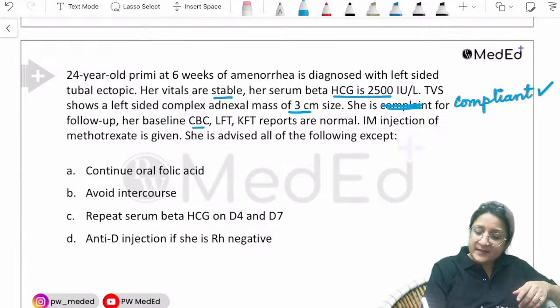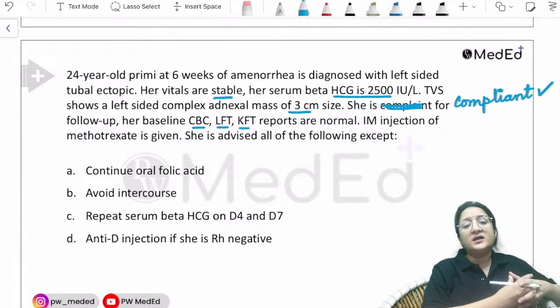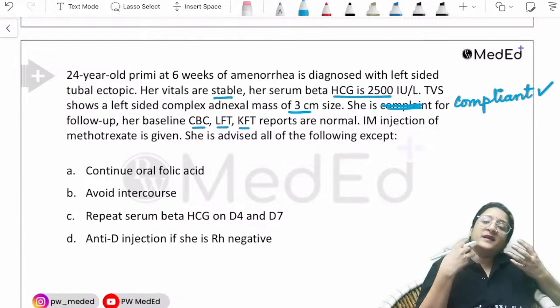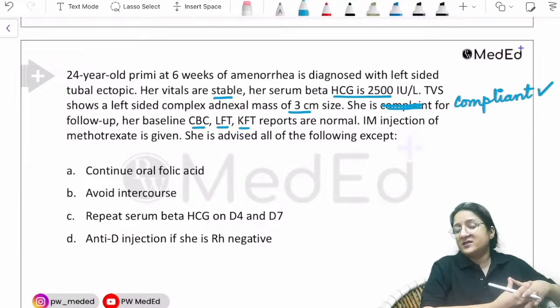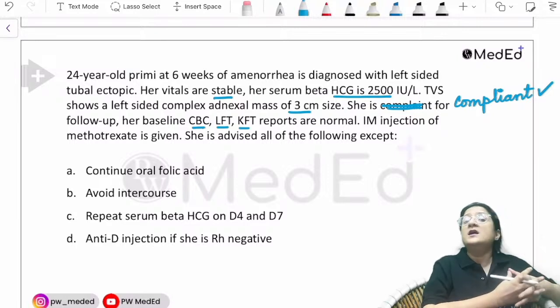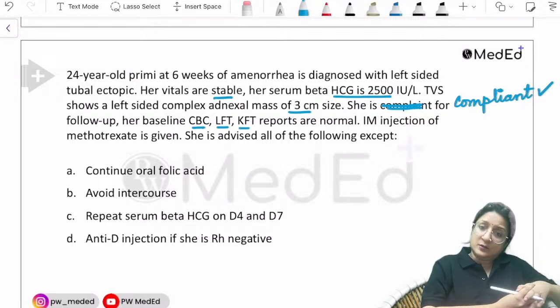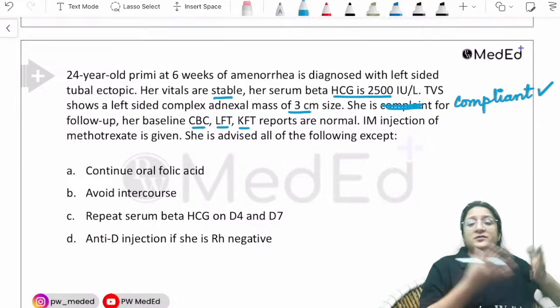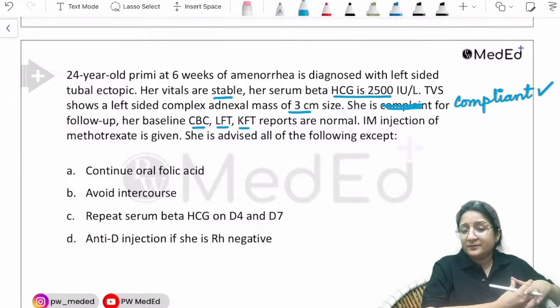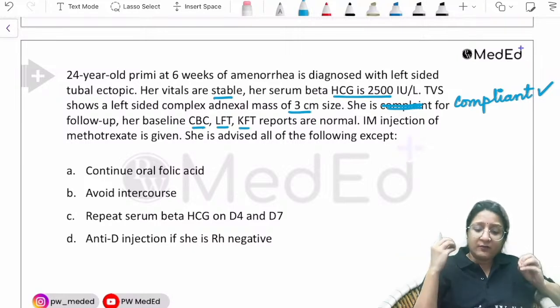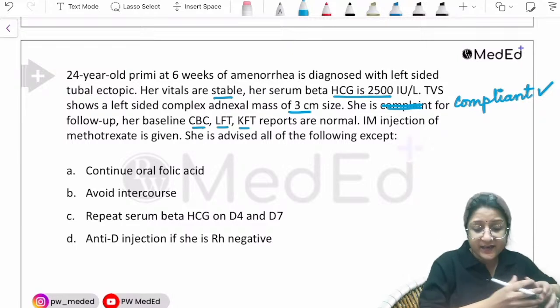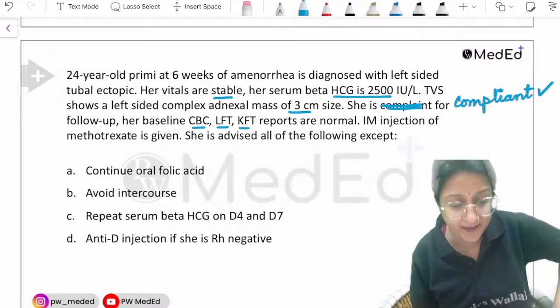We are doing a baseline CBC, LFT, KFT, because if there is deranged liver function, deranged kidney function, or severe anemia, then methotrexate cannot be given. It is a contraindication. So you have to rule out the contraindications of methotrexate also. On reading the question, you remember all your criteria for medical management. She is advised all except: continue oral folic acid, avoid intercourse, repeat serum beta HCG on day 4, day 7, anti-D injection if she is Rh negative, right?